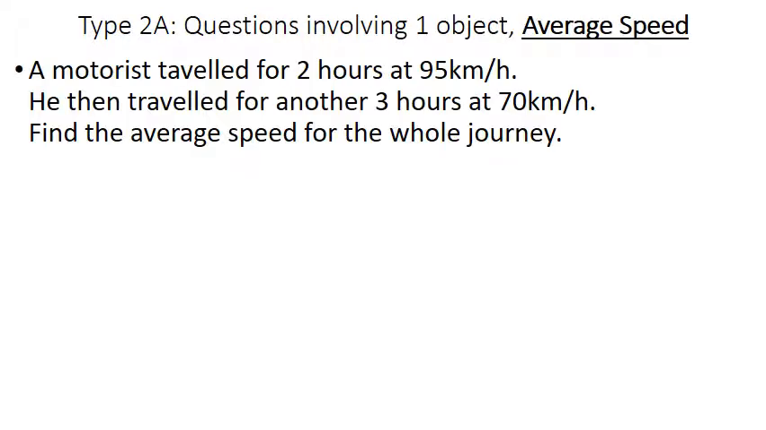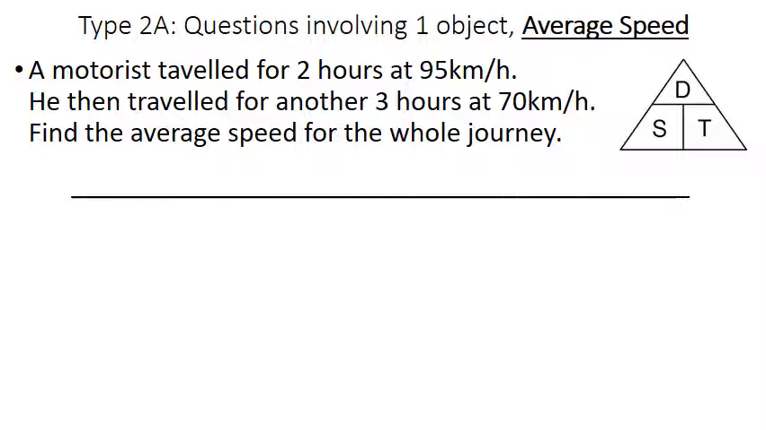Okay, let's say this question. A motorist traveled for 2 hours at 95 kilometers per hour. He then traveled for another 3 hours at 70 kilometers per hour. Find the average speed for the whole journey. So of course we must first of all have this DST triangle for reference. And then we have a line diagram to put everything inside.